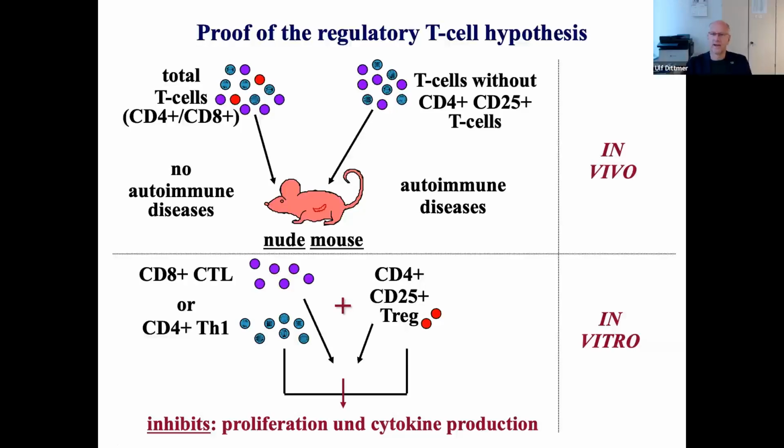Okay, so these were the key experiments to show that there is a population of suppressing T cells. And as I said, he called them regulatory T cells, or in short, Tregs.